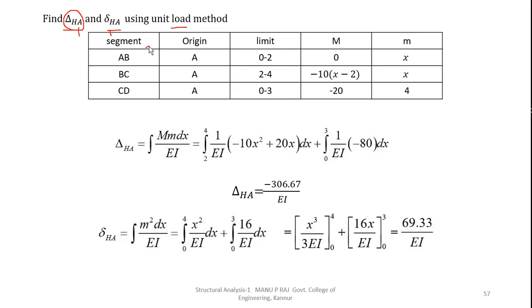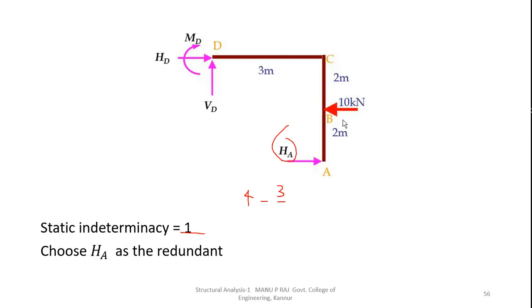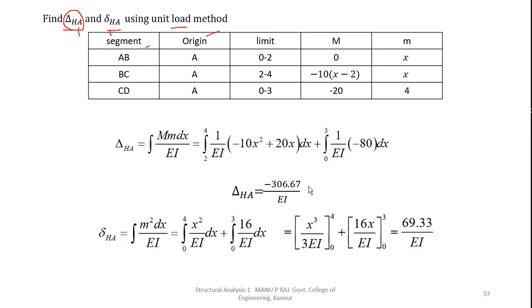Okay, draw the table: segment, origin, limit, capital M, and small m. This capital M is due to this load of 10 kilonewton, and small m is due to this 1 kilonewton load. It means unit load. You'll get the value of capital delta HA like this, not the negative sign. You'll get the value of small delta HA also.